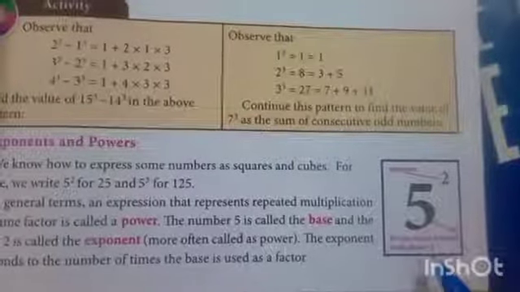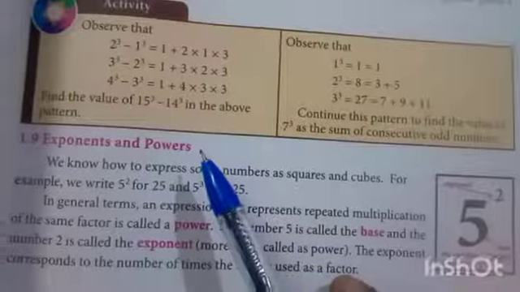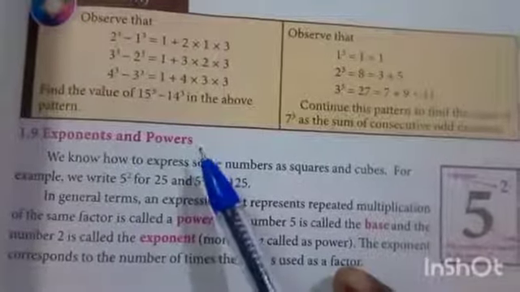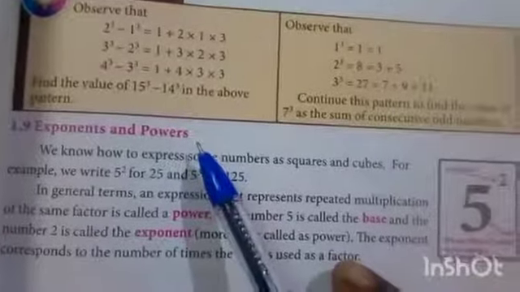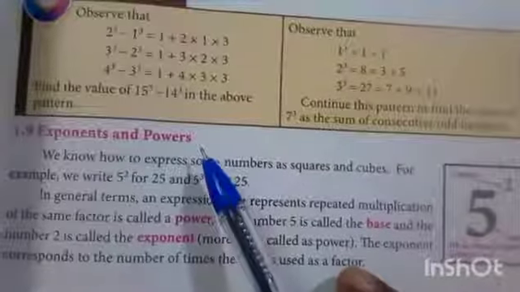The exponent corresponds to the number of times the base is used as a factor. For 5 square, this is the exponent and this is the base. We say this as 5 raised to the power 2. Already you have learned the laws of exponents in 7th standard. Now we use those laws of exponents to solve some problems.